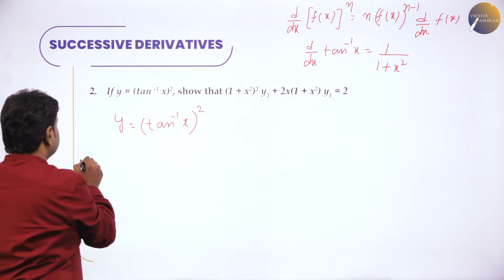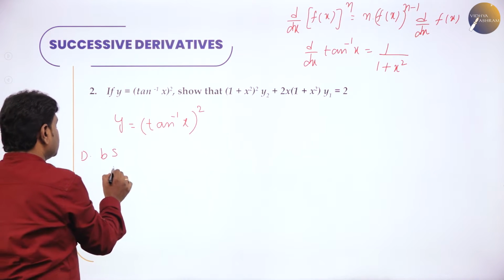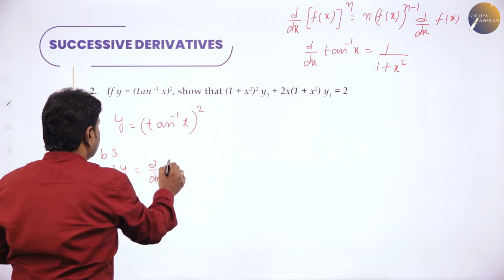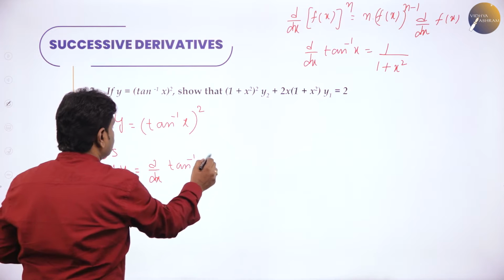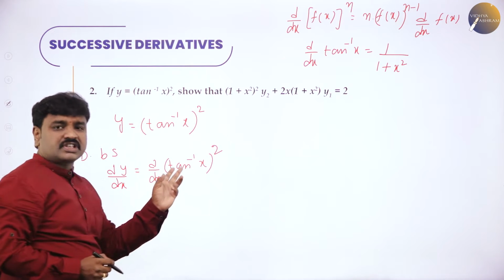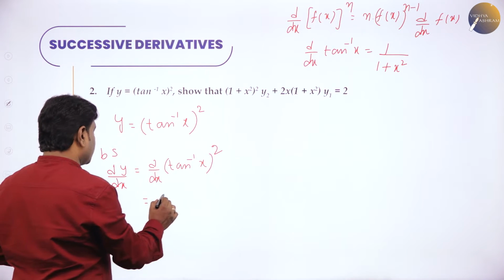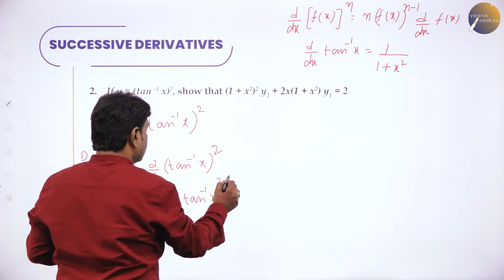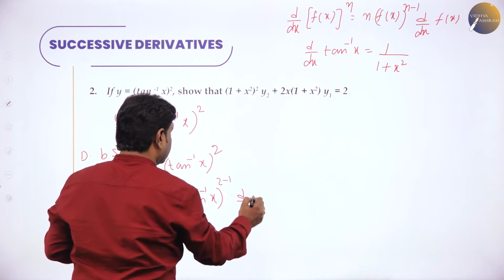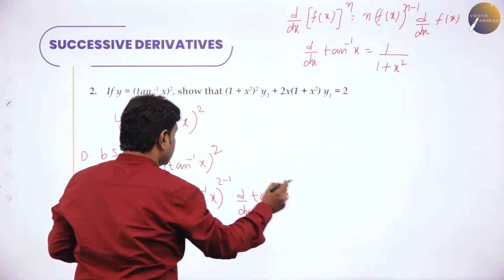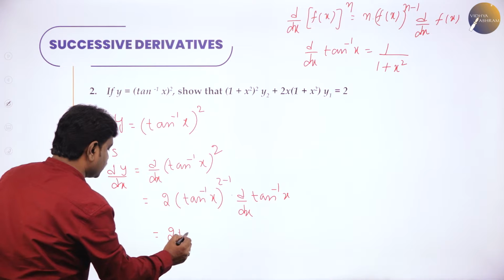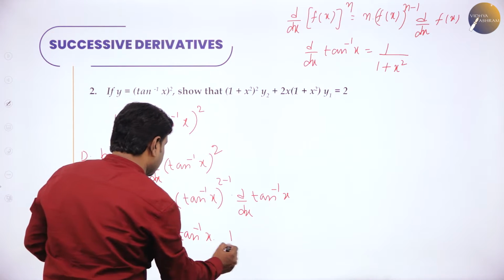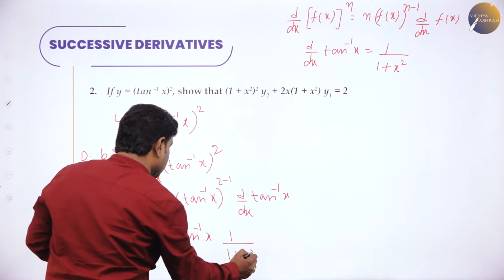Now differentiate both sides. If you differentiate both sides, you will get d by dx of y is equal to d by dx of tan inverse x the whole square. Now it is in the form of f of x power n. What is the derivative of f of x power n? n into f of x power n minus 1 into d by dx of the internal function, that is tan inverse x. So now that is 2 tan inverse x into the derivative of tan inverse x. What is d by dx of tan inverse x? 1 by 1 plus x square.